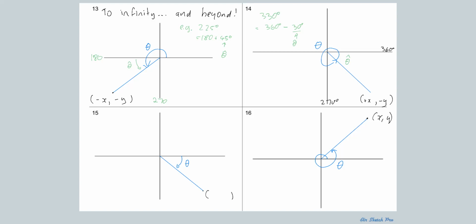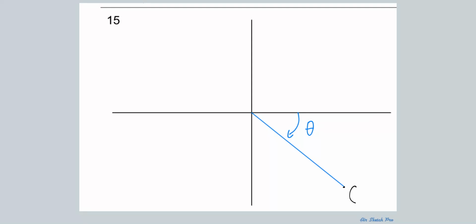Yeah, it's going clockwise, but that's negative. So it's going in a clockwise direction, and that's negative. So an example for slide 15 is negative, what have I picked on yet? I'll go negative 60 degrees. Okay? That's negative 60 degrees.